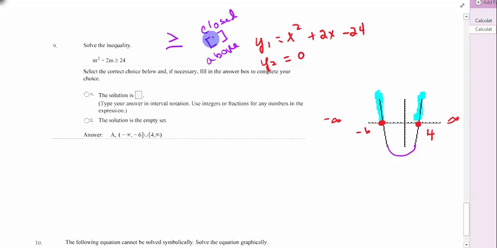Because it had the equals, we have brackets. So if you notice here, parentheses around infinities always, but the numbers get brackets. And you will have to put that in. You'll choose A, and you will put that kind of solution in there.